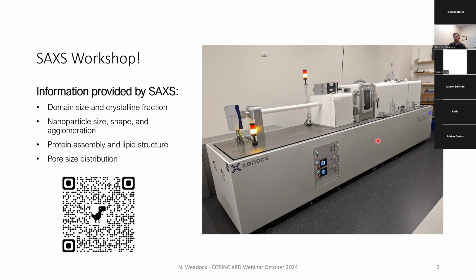Small angle X-ray scattering, if you're not familiar, is similar to X-ray diffraction, but your length scales are a bit larger, so we can learn things like domain size and crystalline fraction of a polymer material. If you have nanoparticles, we can get their size, shape, and any agglomeration. There are biological applications in looking at protein assembly and lipid structure. And for porous materials, we can get a measurement of the pore size distribution for both open and closed pores.